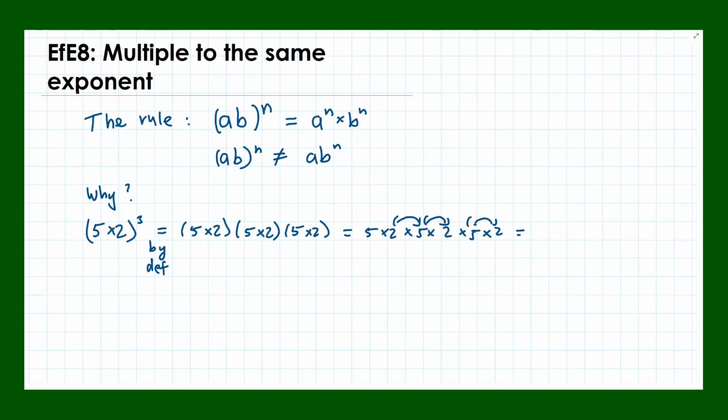So I can rearrange this same multiplication so that it would be 5 times 5 times 5 times 2 times 2 times 2. And at the end, again, I'm just using the definition of what an exponent is. I've got 5 multiplied by itself 3 times. That can be replaced by 5 cubed. And again, I've got 2 multiplied by itself 3 times. That can be replaced by 2 cubed. Well, there you go.